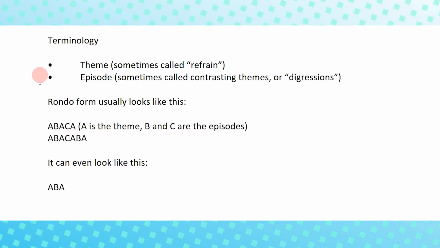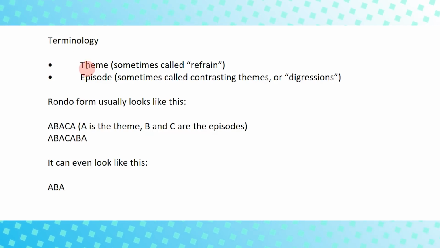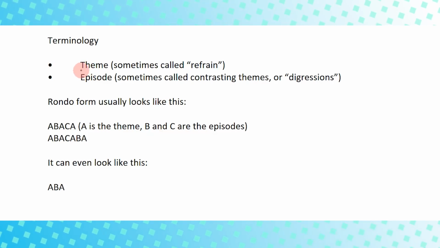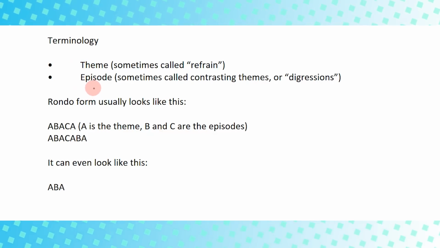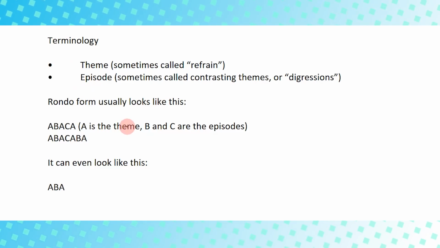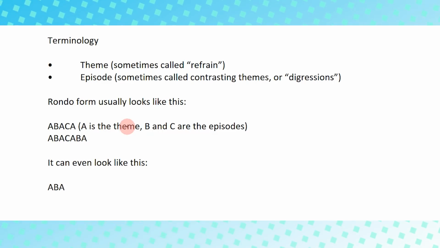Here's the terminology you need to know. In a rondo form, you have the theme, which is sometimes called the refrain. This is the main part of a rondo that repeats. And then you have the episode, sometimes called the contrasting theme or digression. These parts change and they go in between the refrains.